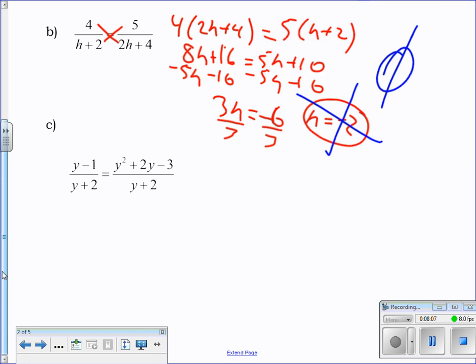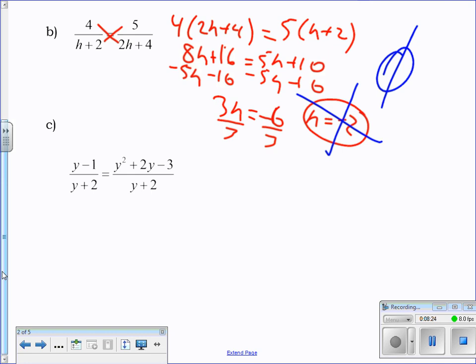Third one. Got a couple of serious choices on this one. Okay? Look very carefully. I have a proportion, right? So I can cross multiply and solve.